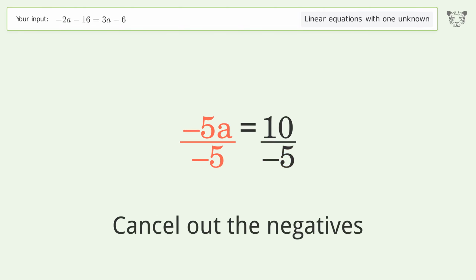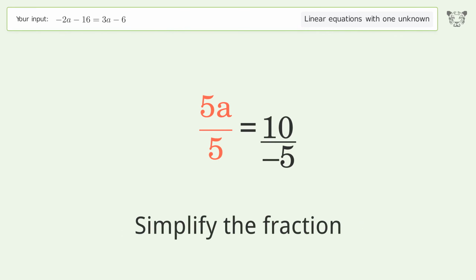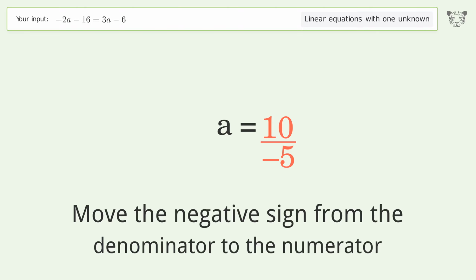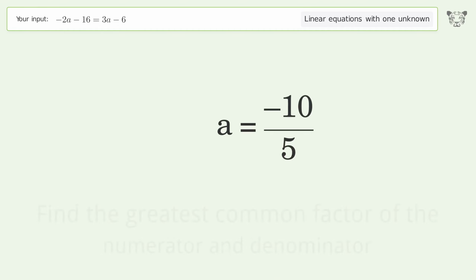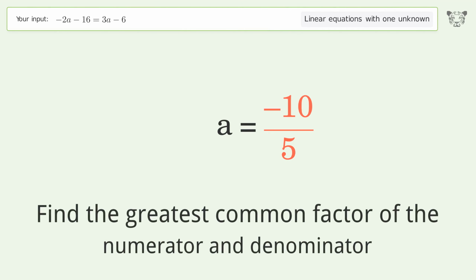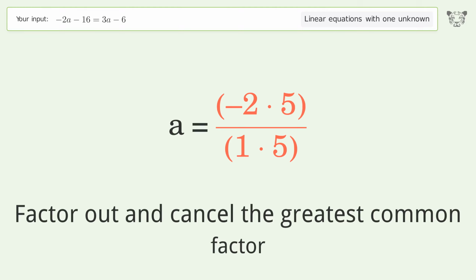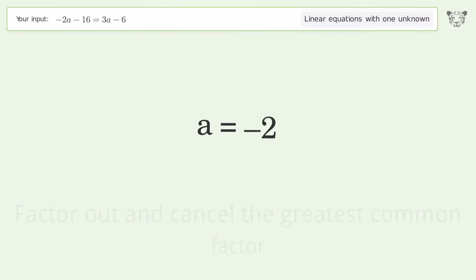Cancel out the negatives. Simplify the fraction. Move the negative sign from the denominator to the numerator. Find the greatest common factor of the numerator and denominator. Factor out and cancel the greatest common factor. And so the final result is a equals -2.